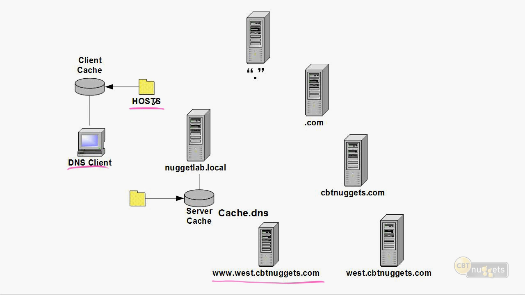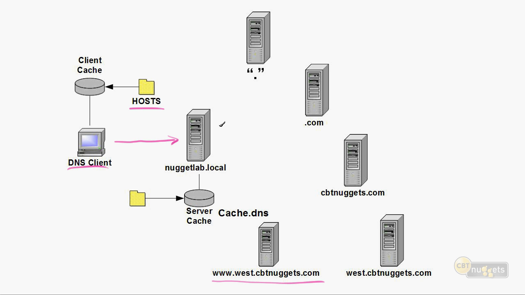Now, if it's not in the hosts file or more directly in the client cache, then what it has to do is to contact its configured DNS server, and you've seen that before in the IP version 4 properties of your client, and it's of course also in the IP version 6 properties. So in those properties, we're configured to contact 10.10.10.70, let's say, which is my nuggetlab.local maybe DNS server.